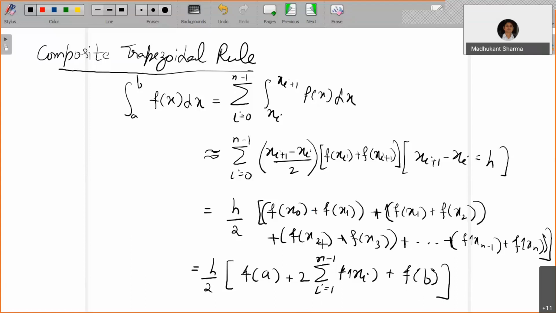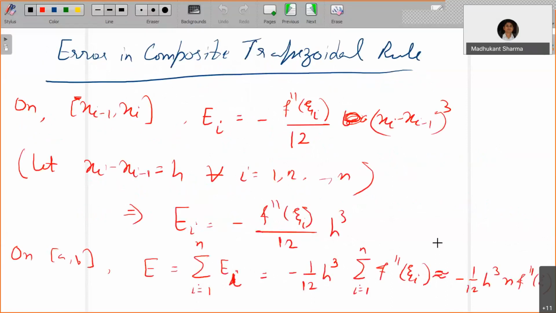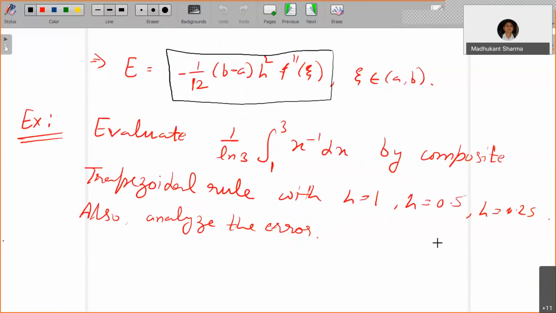And we have seen that the error is going to be of the following form. So this is the error term. Now we wish to evaluate this example. Last time we left this as an exercise.